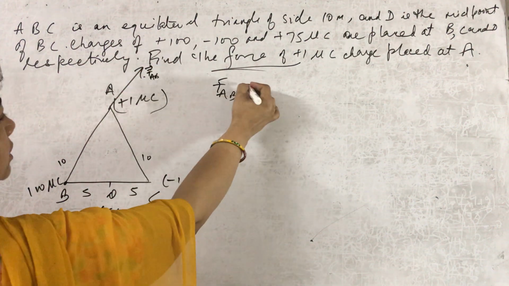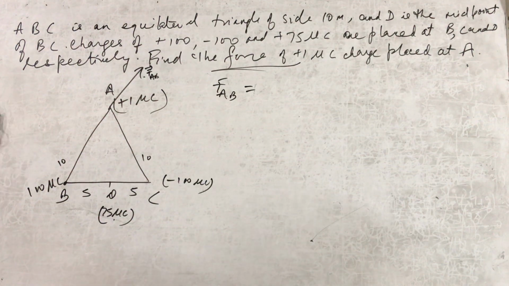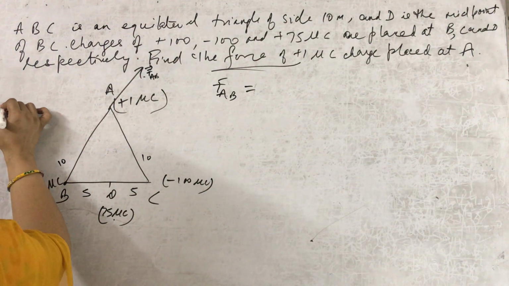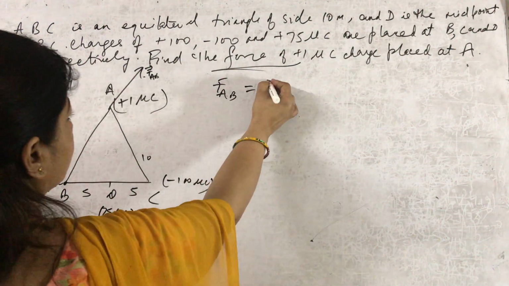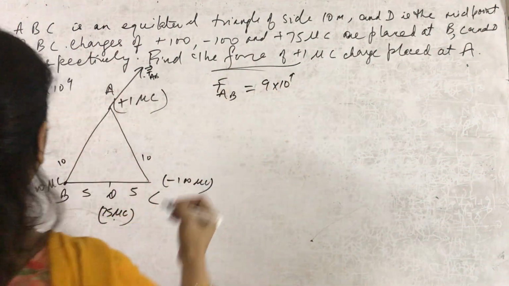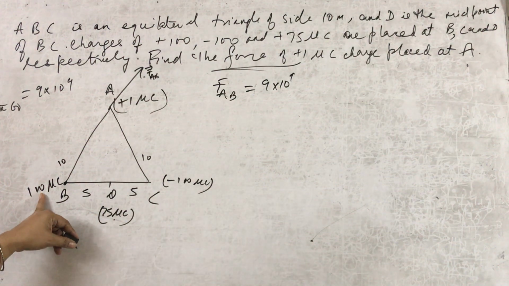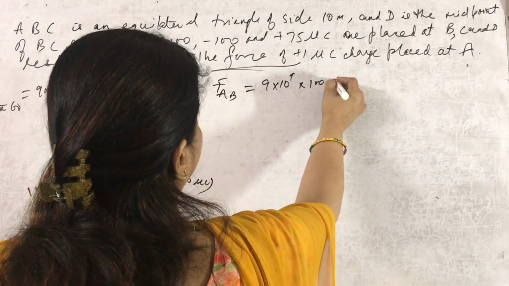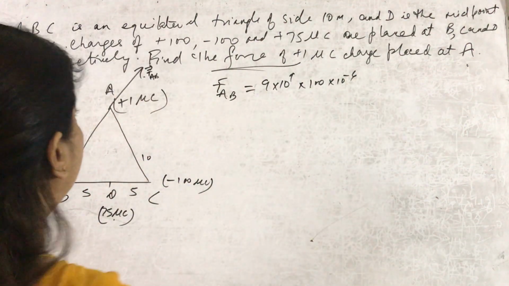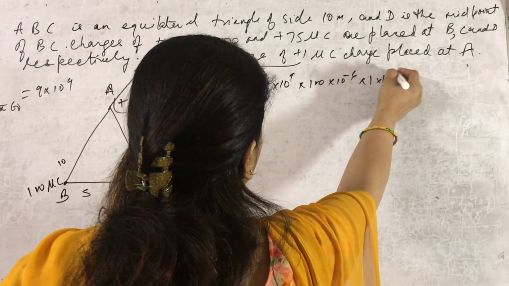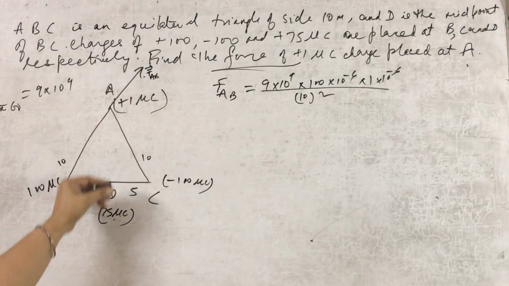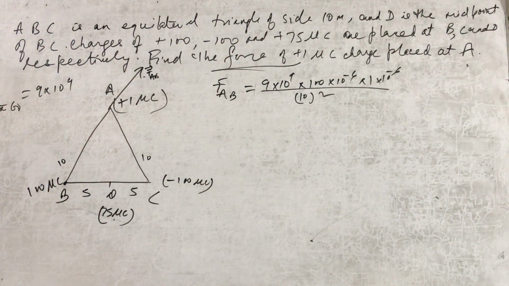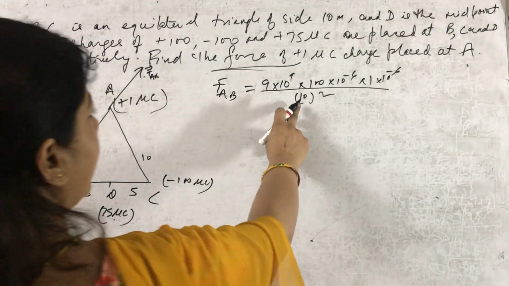This force is 1 by 4 pi epsilon 0, which is equal to 9 into 10 to the power 9. So I'll write here 9 into 10 to the power 9. Now let us take the charge: 100 microcoulomb, so it is 100 into 10 to the power minus 6, converted into coulomb, times plus 1, so 1 into 10 to the power minus 6, divided by the distance 10 whole square, because the distance between the two is 10.